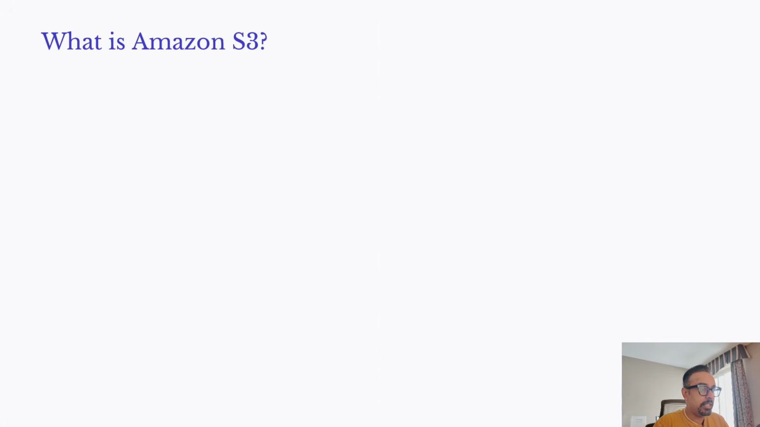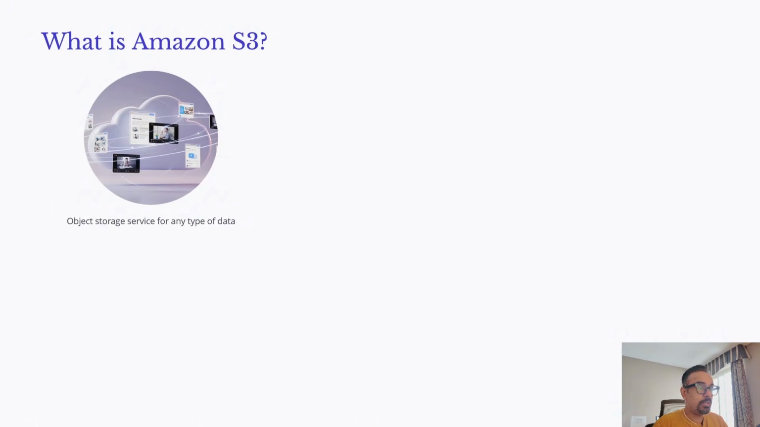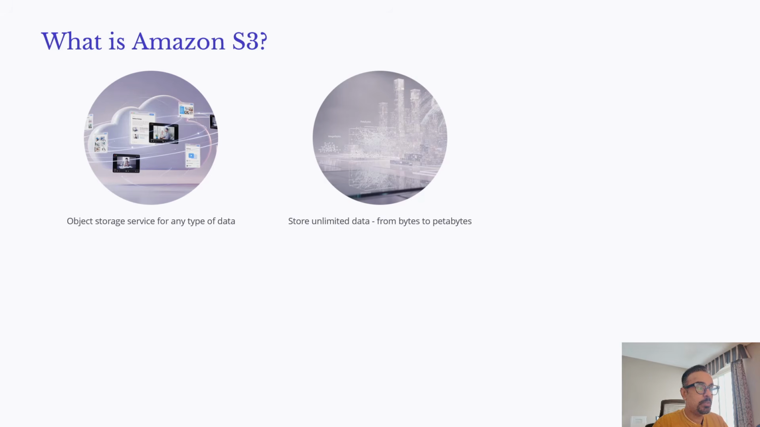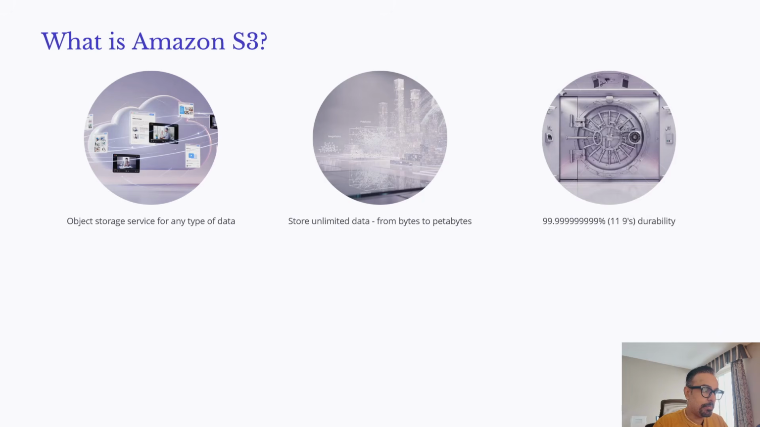Let's start by understanding what Amazon S3 actually is. S3 stands for Simple Storage Service. S3 is an object storage solution where you can store literally any type of files, like images, videos, CSV files, text documents, trained machine learning models, whatever you need. There is no restriction on file types. You can start small with a few megabytes and scale up to petabytes of data without any configuration changes or worrying about running out of space.